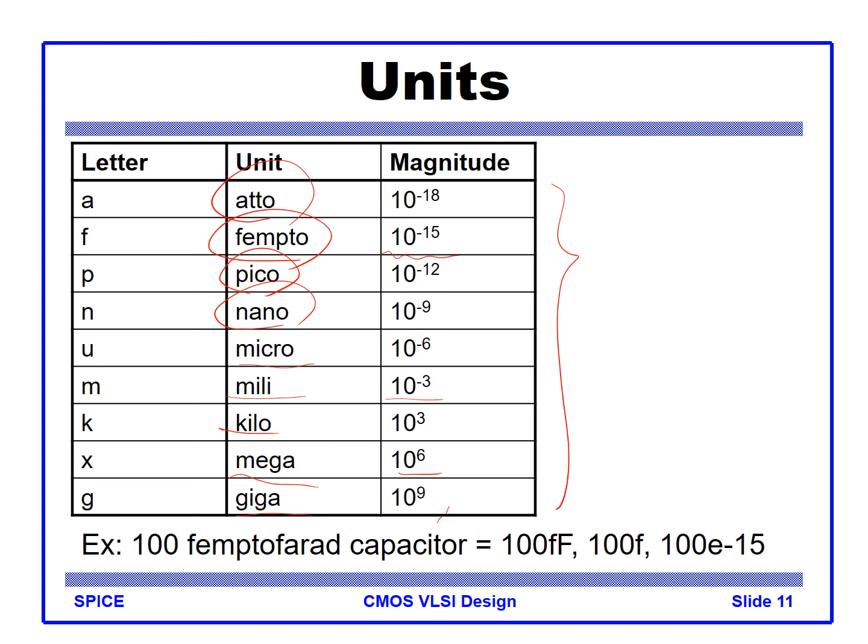So for example, a 100 femtofarad capacitor is 100 femtofarad. So femto is 10 to the power of minus 15, right? So 100 times 10 to the power of minus 15, like this, right? So you better get used to it, okay?